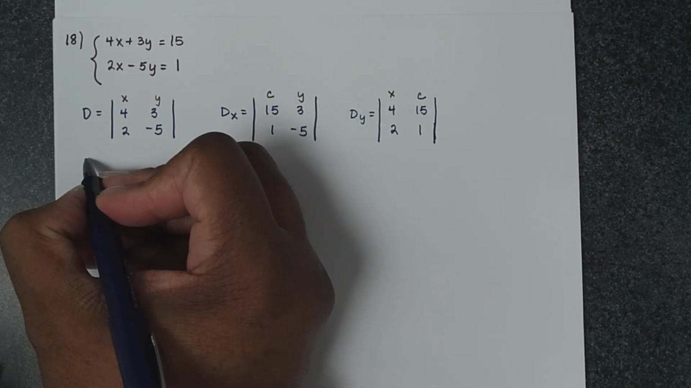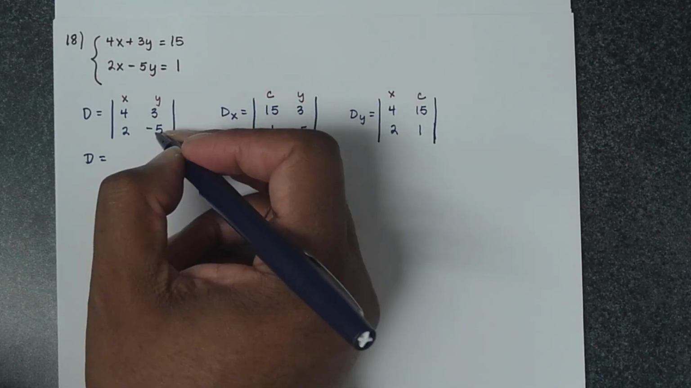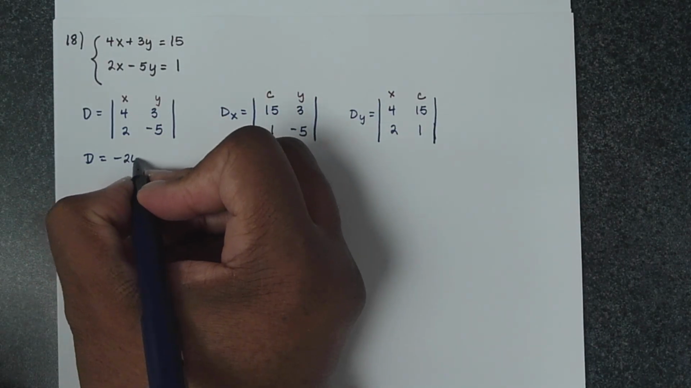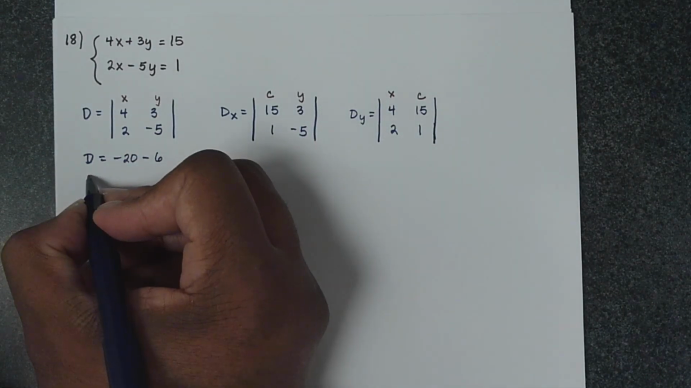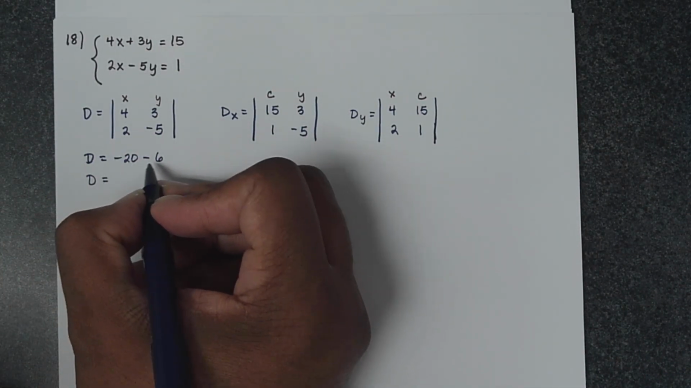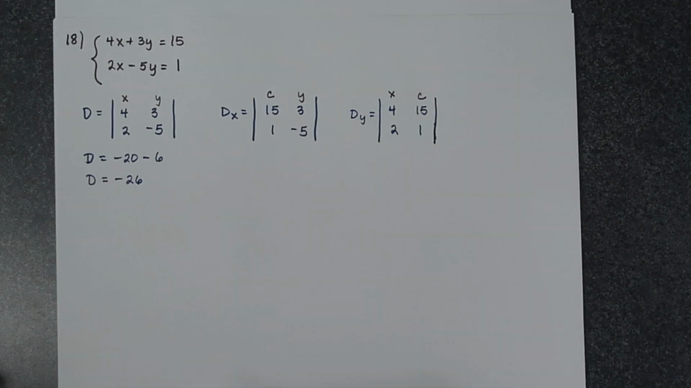So the determinant of D, which is my denominator, I'm going to do 4 times negative 5, that's negative 20, minus 2 times 3, which is 6. And if I do negative 20 minus 6, that's going to give me negative 26.